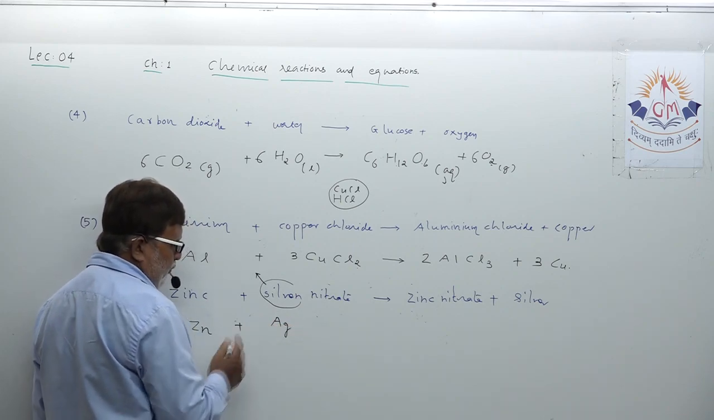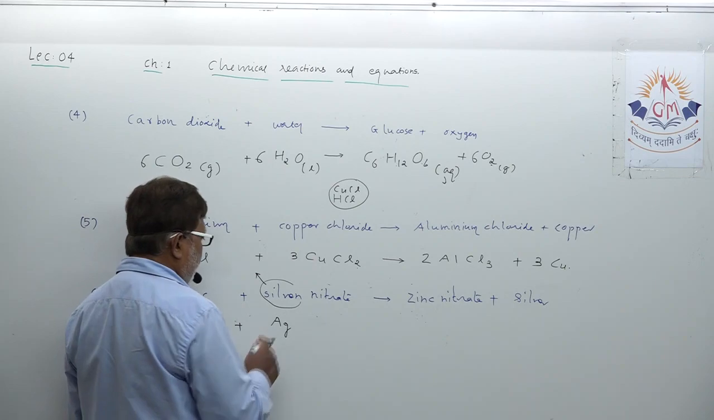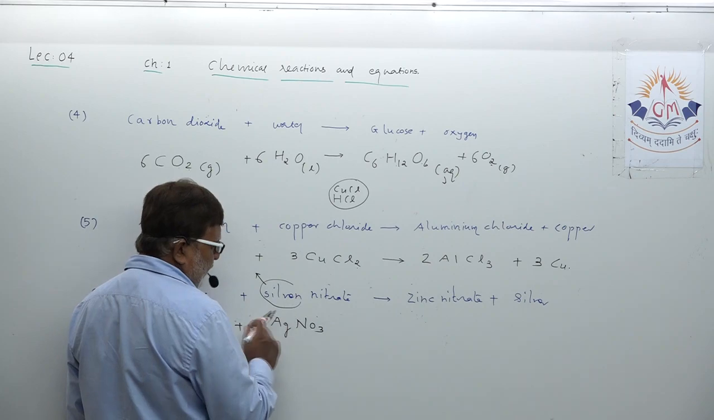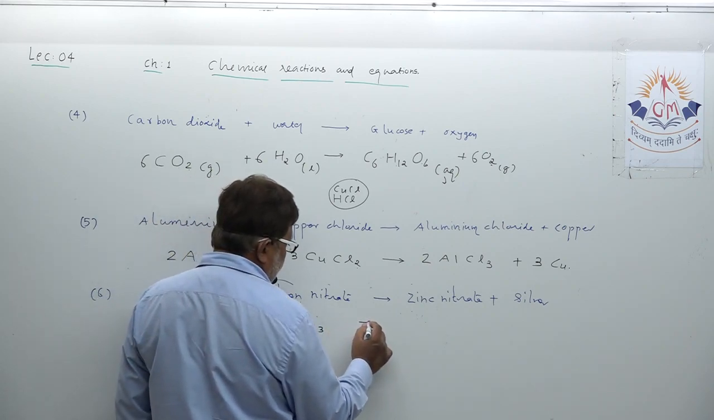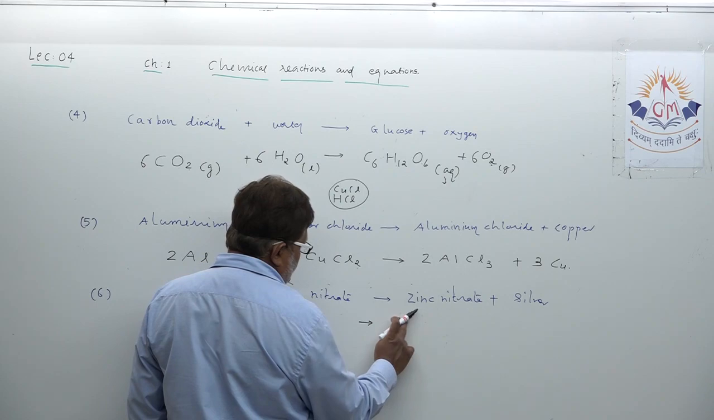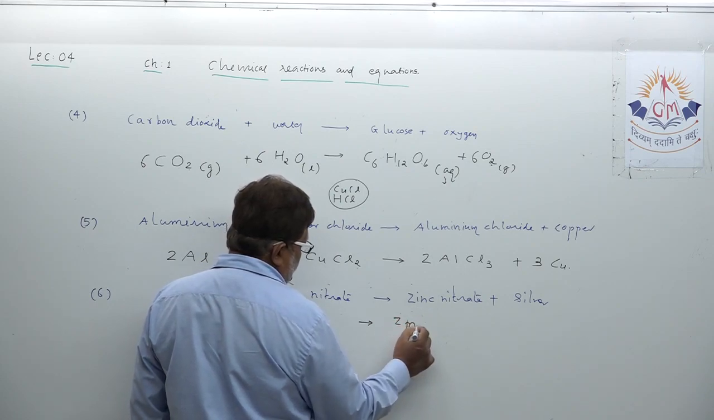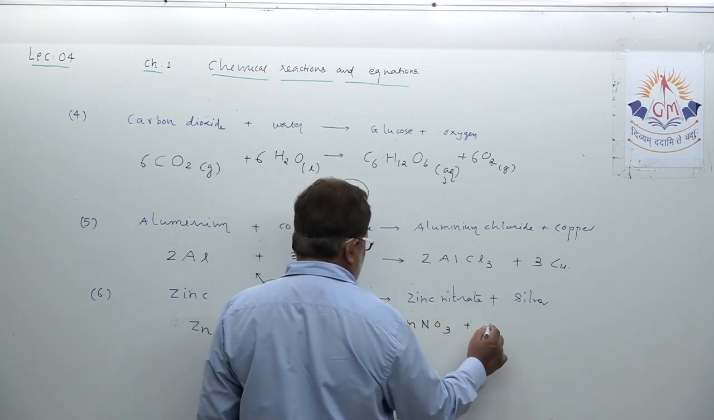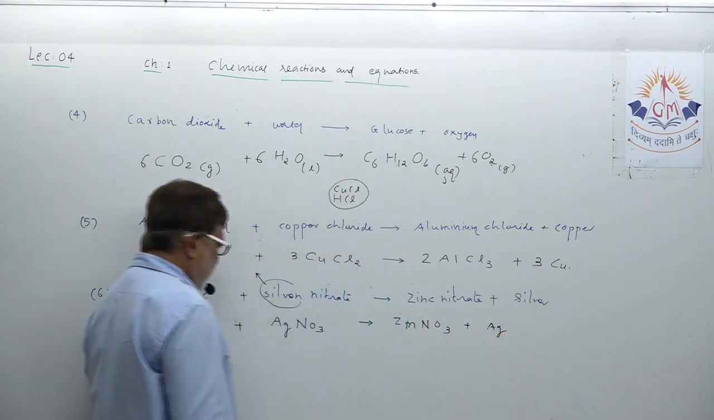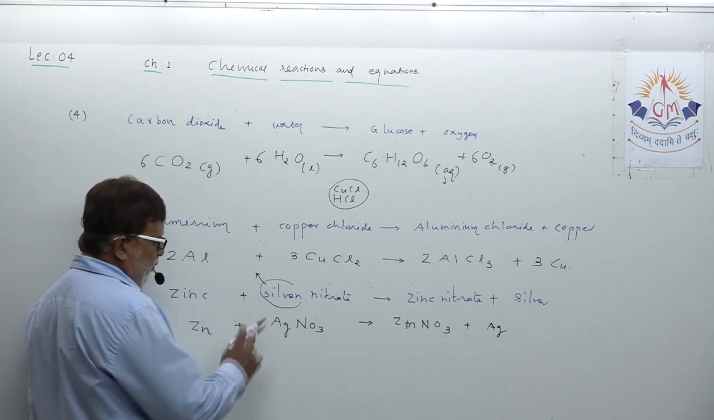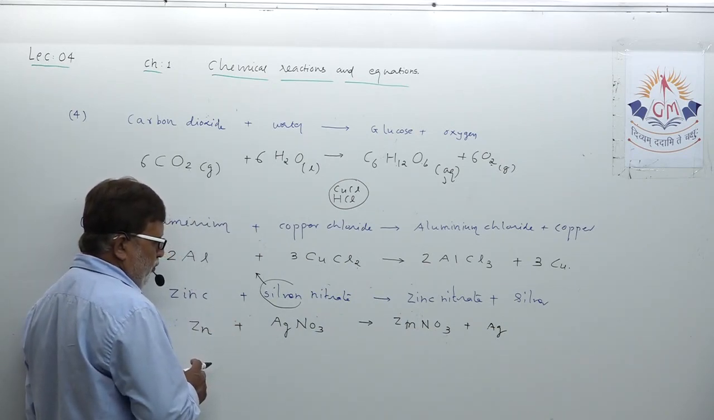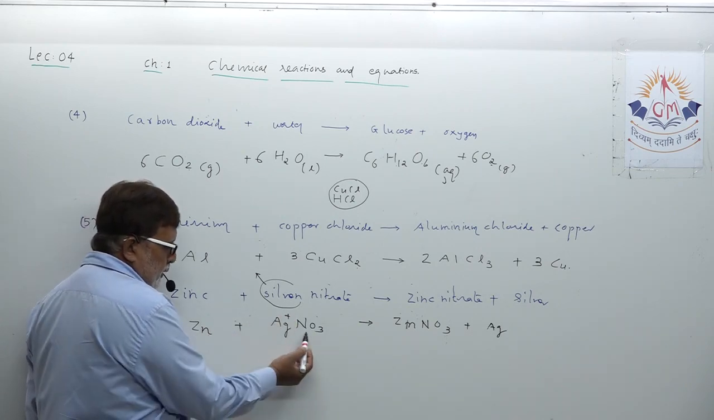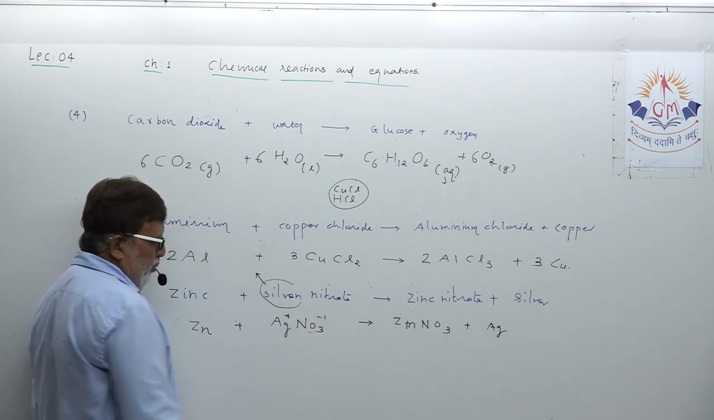How am I writing the formula of silver nitrate? Try to understand. AgNO3. Nitrate ion, it gives zinc nitrate, that is ZnNO3, plus silver, that is Ag. The equation is already balanced. Why have I written the silver nitrate formula as AgNO3? The valency of silver is +1. This is the nitrate ion, -1.